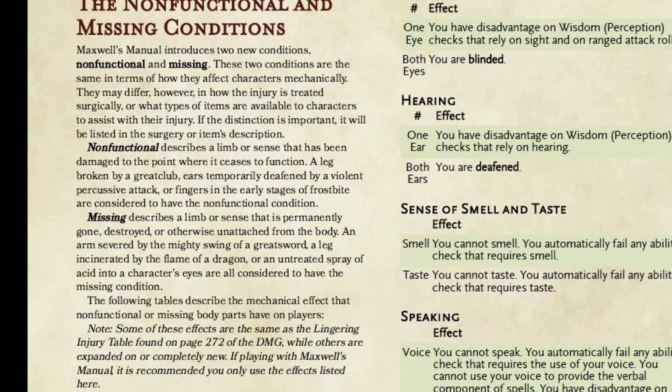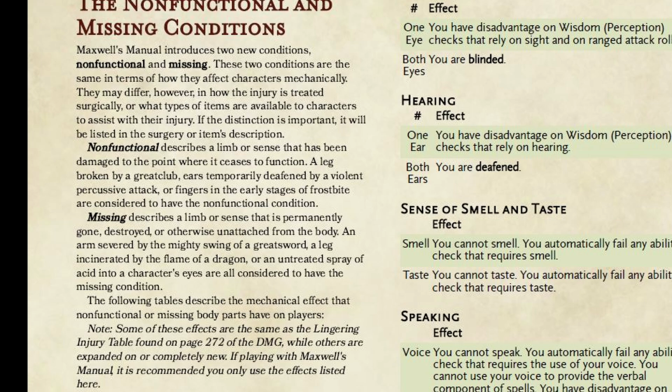Maxwell's manual introduces 2 new conditions, non-functional and missing. These 2 conditions are the same in terms of how they affect characters mechanically. They may differ, however, in how the injury is treated surgically, or what types of items are available to characters to assist their injury. If the distinction is important, it will be listed in the surgery or items description. Non-functional describes a limb or sense that has been damaged to the point where it ceases to function. A leg broken by a great club, ears temporarily deafened by a violent percussive attack, or fingers in the early stages of frostbite are considered to have the non-functional condition.